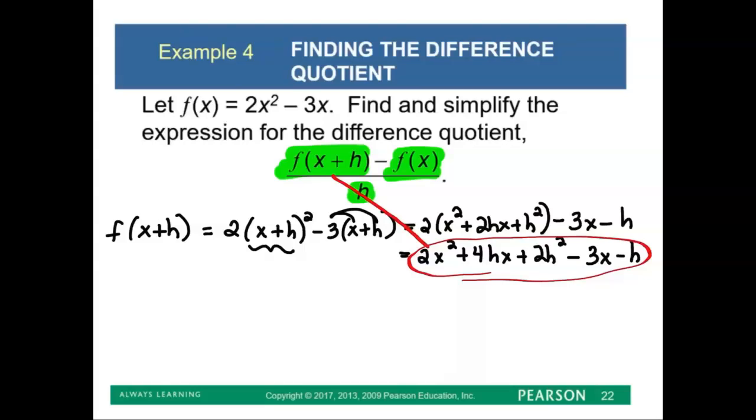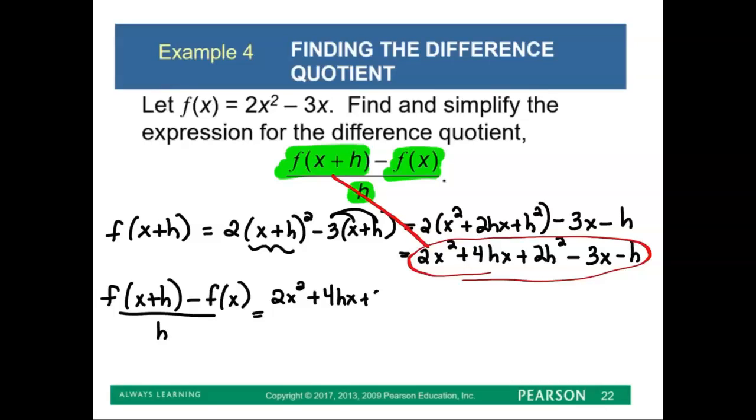So what we have then, when we're looking for f of x plus h minus f of x all over h, we end up with 2x squared plus 4hx plus 2h squared minus 3x minus h. Okay, that's my f of x plus h minus f of x. F of x is just 2x squared minus 3x, all over h.